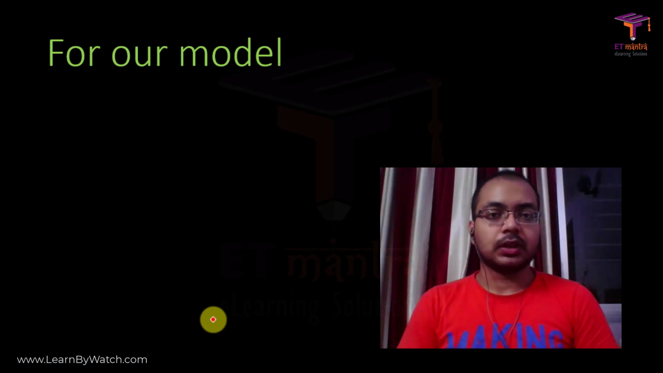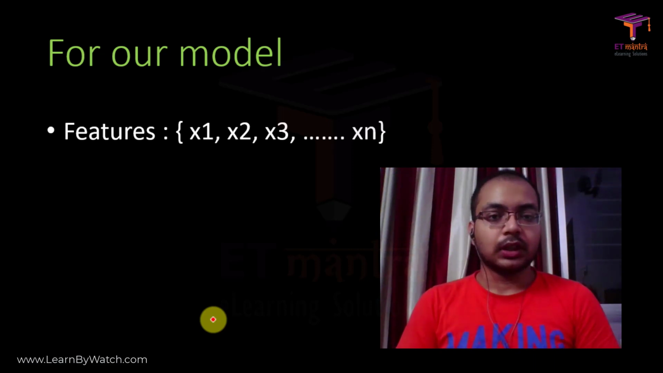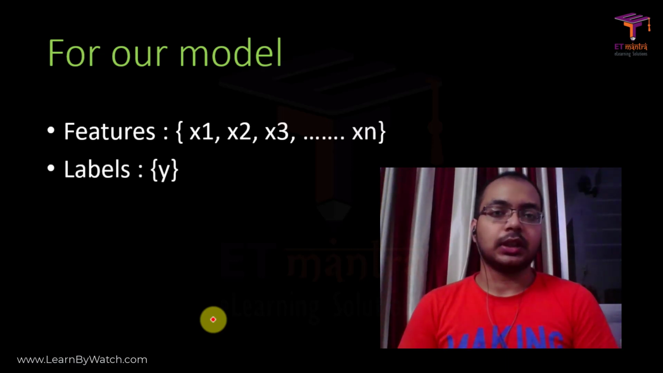Okay, let us recap some things about model. We will have some input features x1, x2, x3, xn. So these input features are actually the input which we give to our model. And we have some labels. Labels are also known as output. Since this is a classification algorithm, the label will be some classification, suppose 0, 1, 2, 3, and so on.